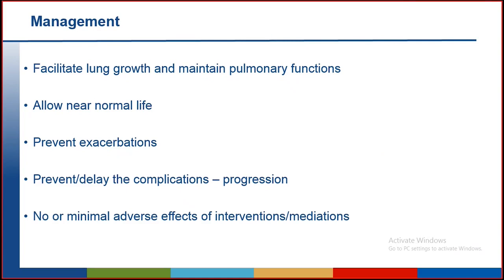Another important thing, the most important thing to achieve all these things, is to prevent or delay the complications. As I mentioned earlier, it is very difficult to prevent the progression once the bronchiectasis is established. So our main objective of the management is to delay the complications or delay the progression of this disease. That is the main focus of all this management to achieve all these things: lung growth, normal life, pulmonary function, and preventing exacerbations through the delay in this progression.